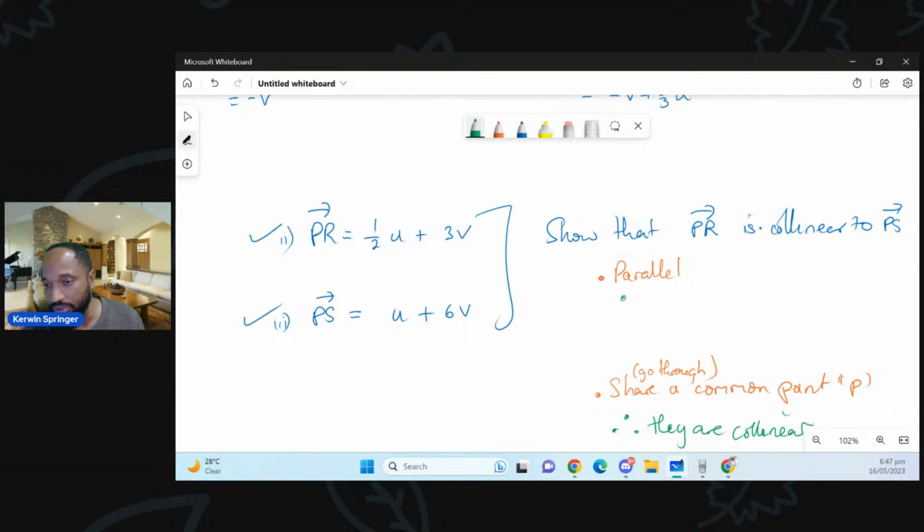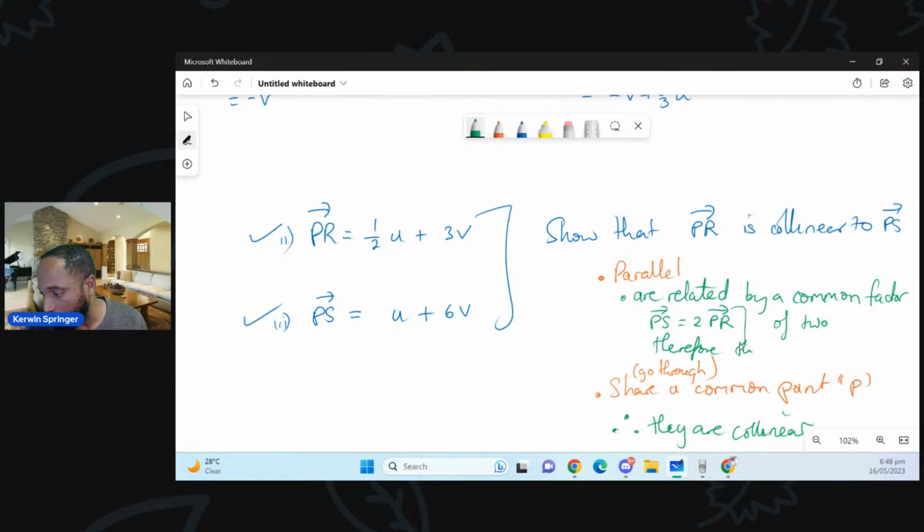But how do you show that they are parallel in the first place? Well, what do you do, class? You show that they are related. This is the word you want to use. If this vectors topic is hurting your head, go look up the topic of vectors. It's still a time to collect some marks in vectors. Go look it up on my channel. I went through it from scratch. They are related by a common factor. And what's the factor? Can you see this, people? PS is actually 2 times PR. Are you seeing that? So related by a common factor of 2. Therefore, they are parallel.